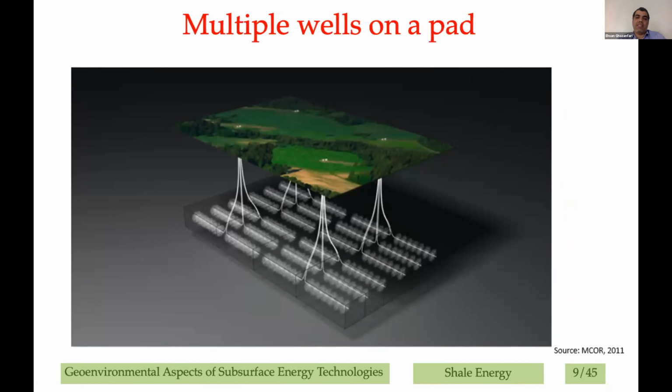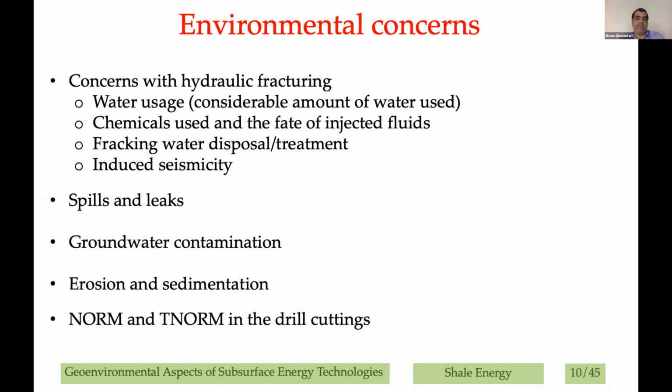Now, I mentioned that typically in Marcellus you have multiple wells on a pad. So here you can see in the schematic that typically there are one, two, or three vertical wells, and each of those has multiple lateral wells. This is designed basically to minimize the footprint at the surface. But I'll show you in a few slides that despite that idea of having multiple wells on a pad, there's still a significant footprint on the environment.